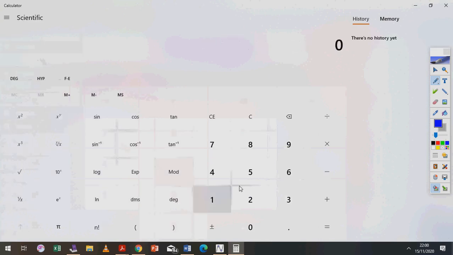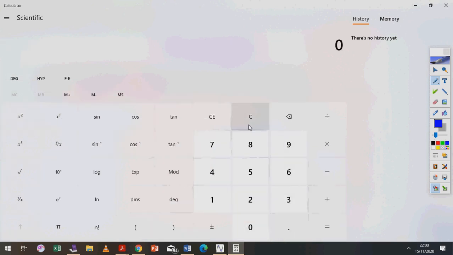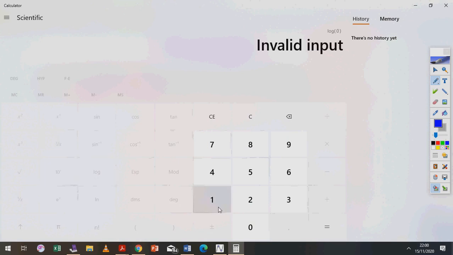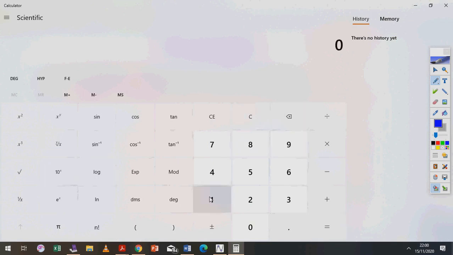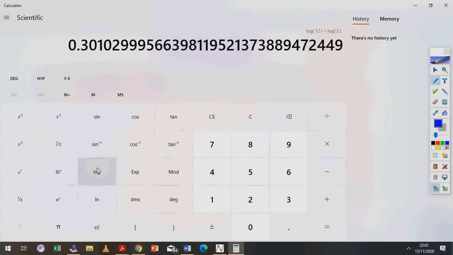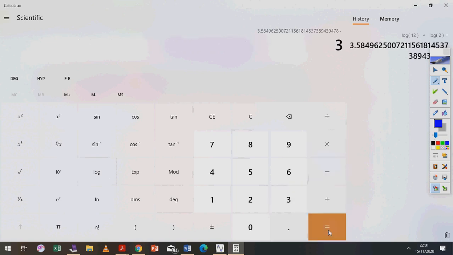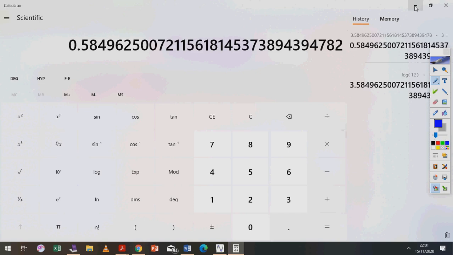Scientific. So on these calculators, when I do logarithm of 12, I'm going to divide that by the logarithm of 2, because on these calculators log is already programmed to be a common logarithm to the base 10. And that gives me 3.58, and then when I subtract 3, I get 0.58.